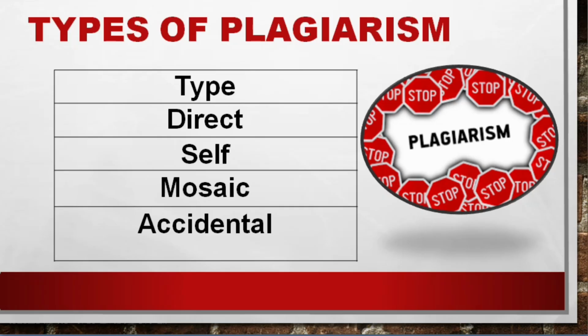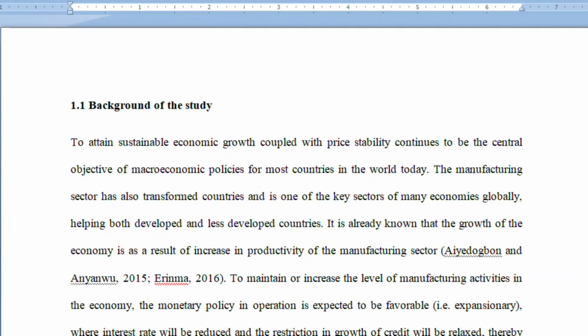Okay, most universities or institutions will give you the threshold of plagiarism. If you check it and it falls beyond that threshold, they will reject the work. So what happens? Let me show you this work. This is a typical background of study a student submitted. And before you submit your work, you can do this check yourself.